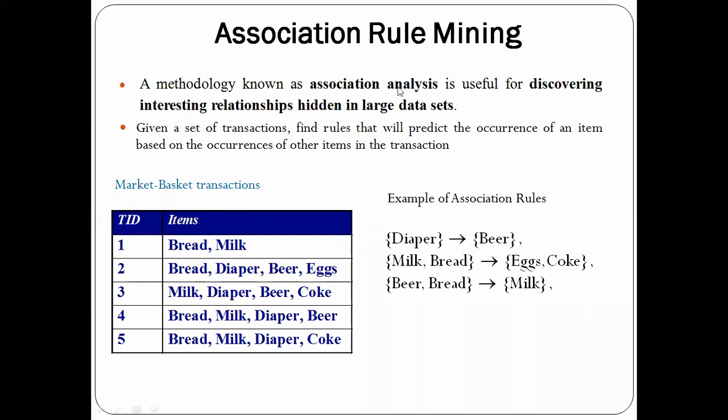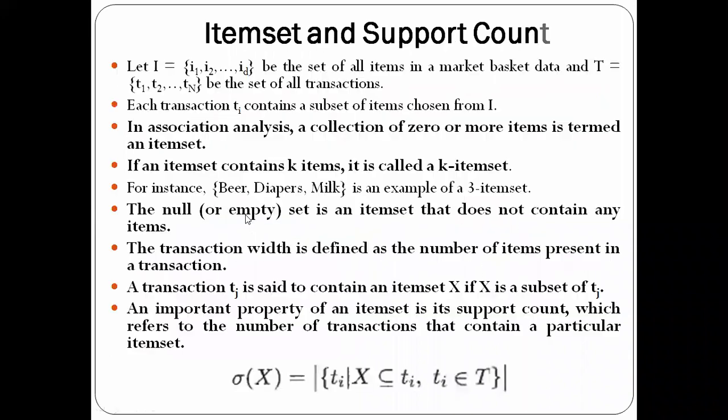So each transaction contains 0 or more items. Such a collection of items is called an item set. So an item set is nothing but a collection of 0 or more items. In general, if an item set contains k items, then that item set is called a k-item set.